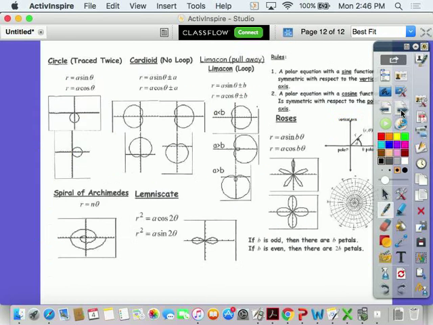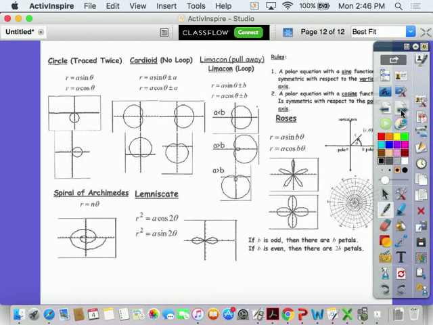Okay. So I have a handout with all of this. These are basically the different types of polar coordinate equations that you can have. And when you graph these, they actually create different types of shapes, which are kind of fun and cool to look at, okay?